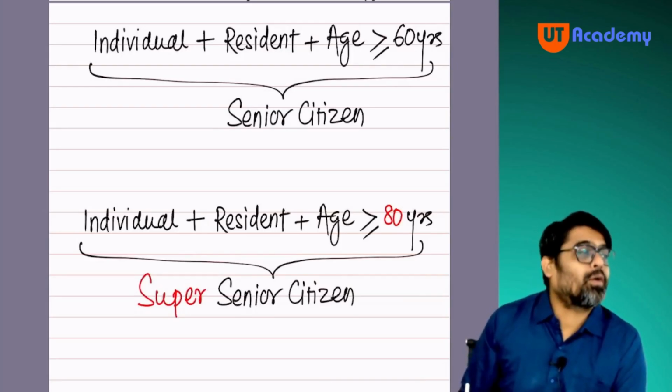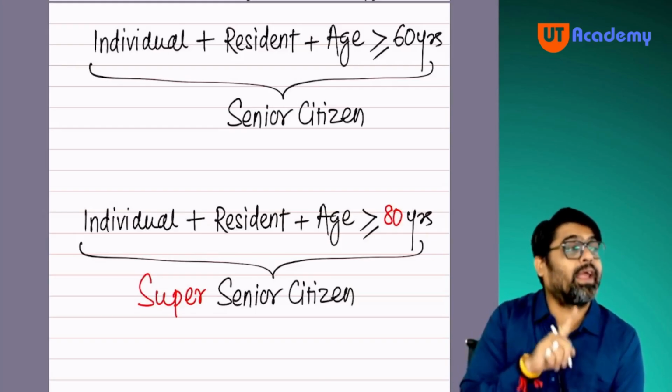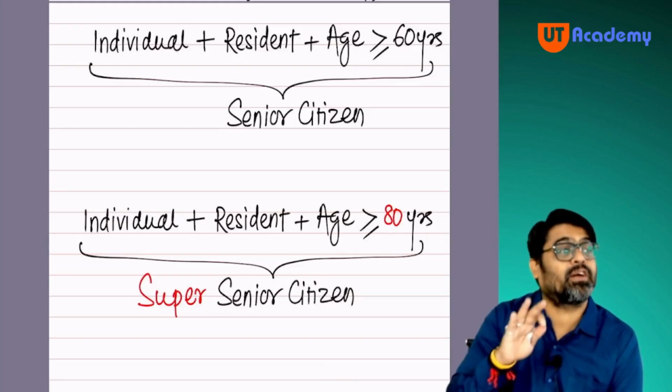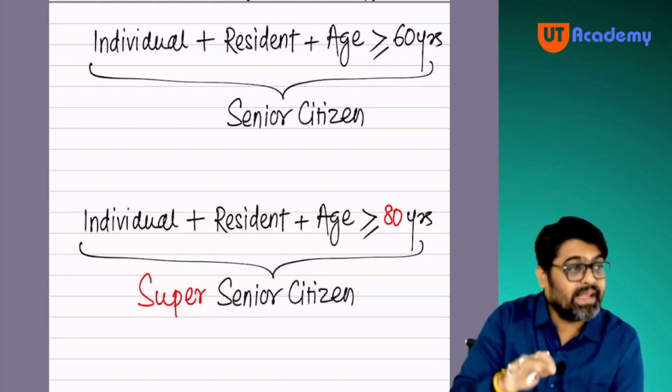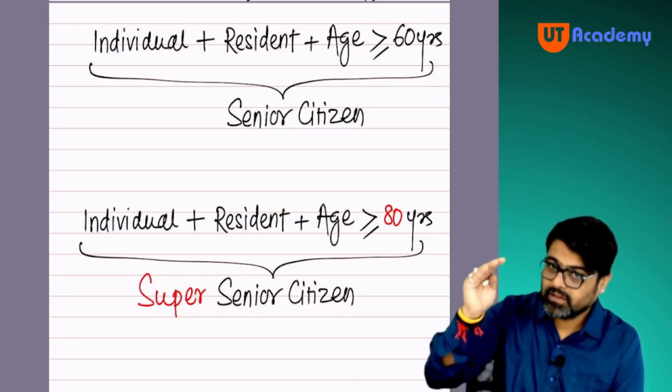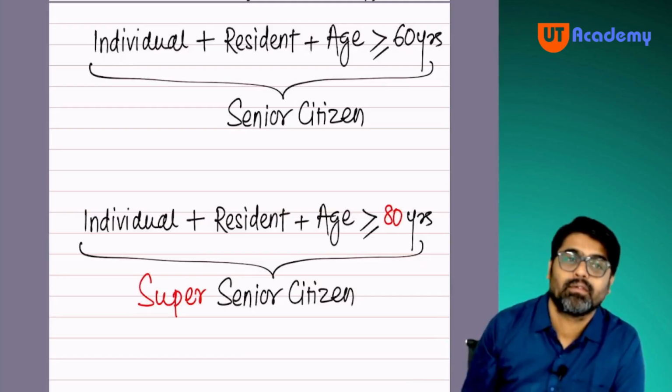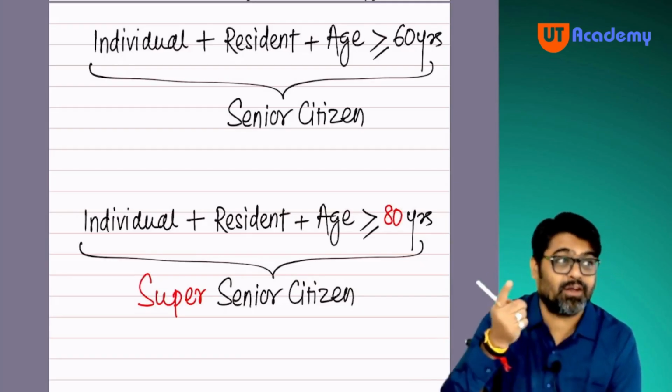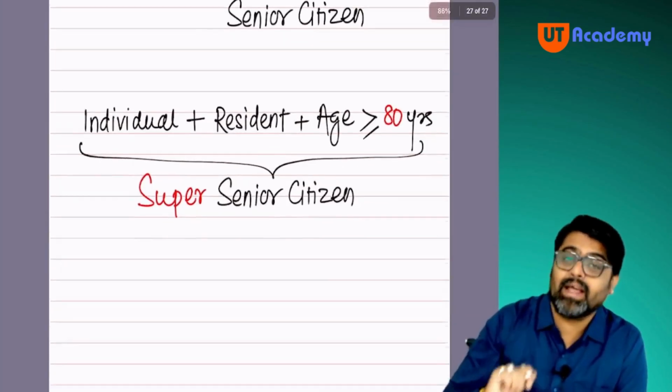So, in order to be called a super senior citizen, your age at any time during the previous year must be 80 years or more. Less than 80 then? But it should be 60 years or more for a senior citizen. Yes or no? Now, why did I tell you this?